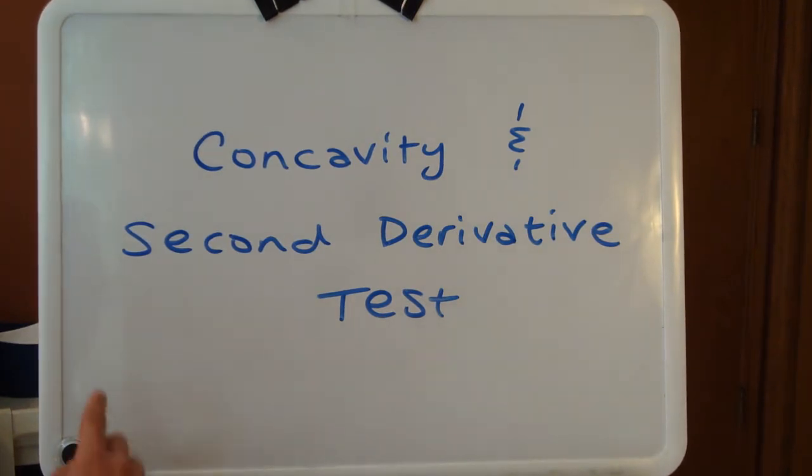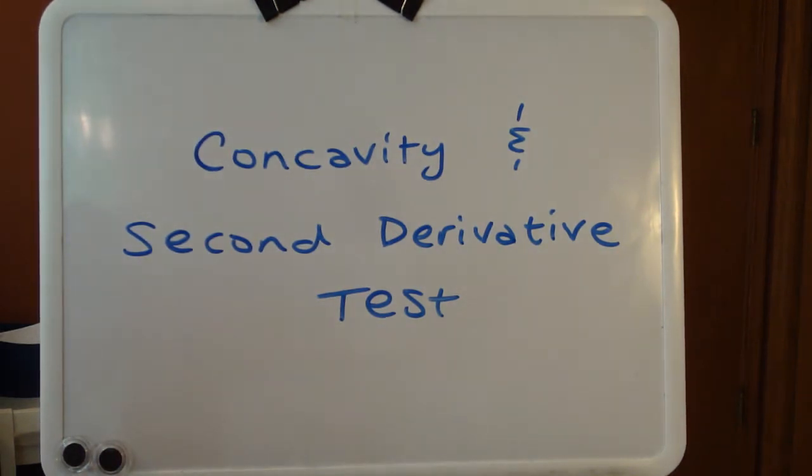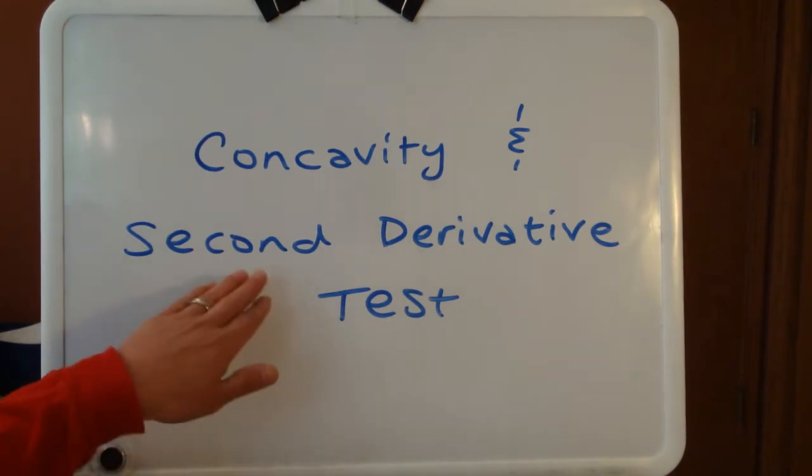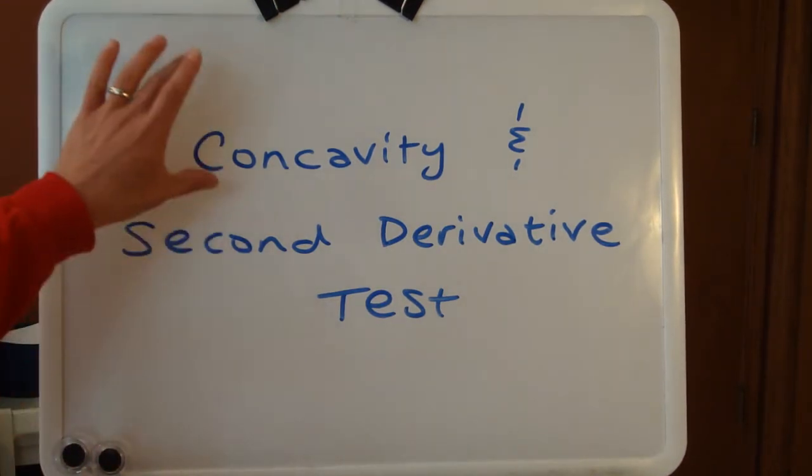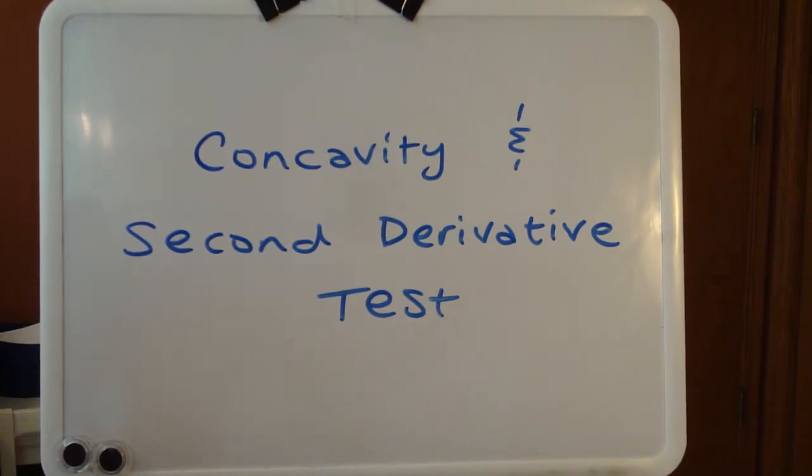And then also something that sounds like the first derivative test. Instead, this is a test that is going to find mins and maxes just like the first derivative test, but it's going to use the second derivative. In other words, it's going to use this idea of concavity to locate high points and low points of the graph.